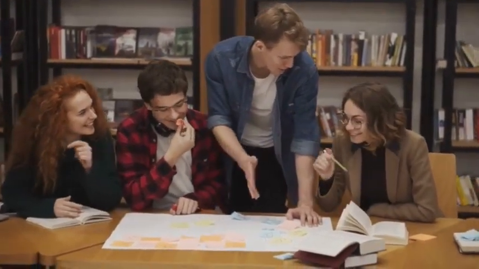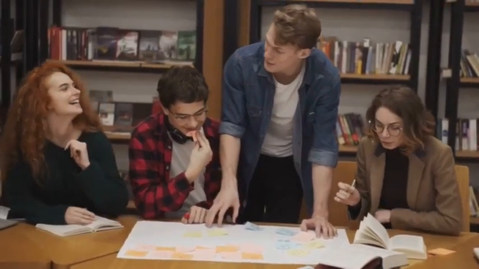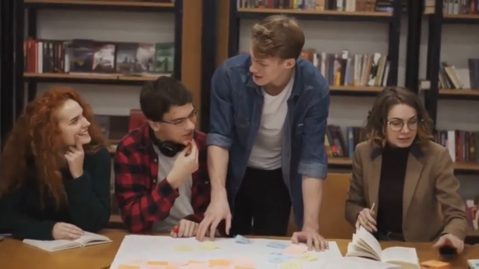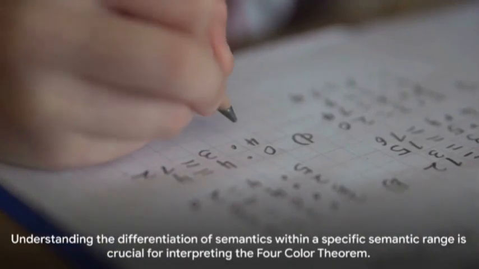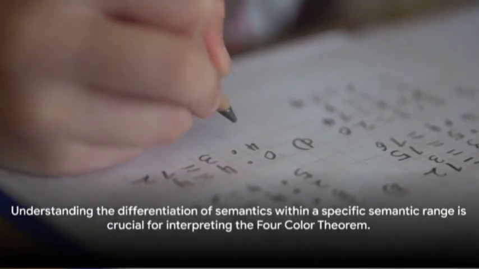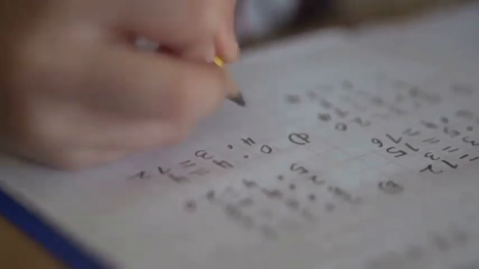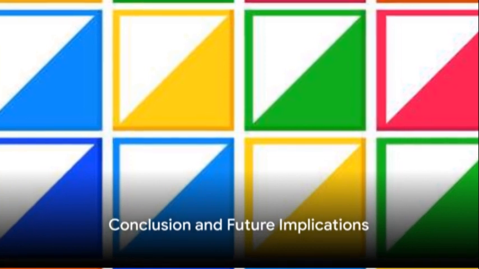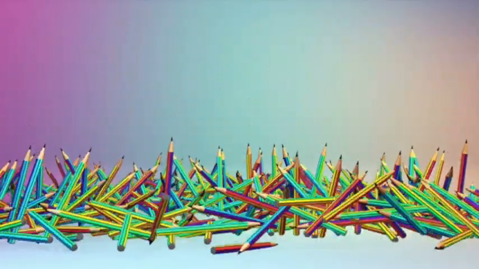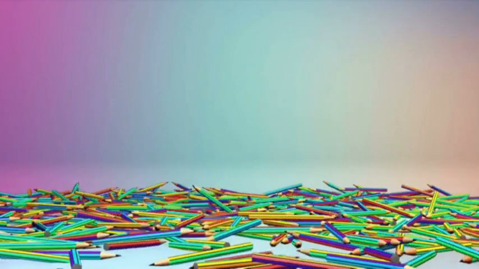We've looked at the cases of no lines, 1 line, 2 lines, 3 lines, and even 4 or more lines. And in each case, we've pinpointed the number of colors needed and explained the semantic relationships between these colors. All this, while emphasizing that differentiation of semantics happens within a specific semantic range, a crucial understanding for interpreting the four-color theorem.